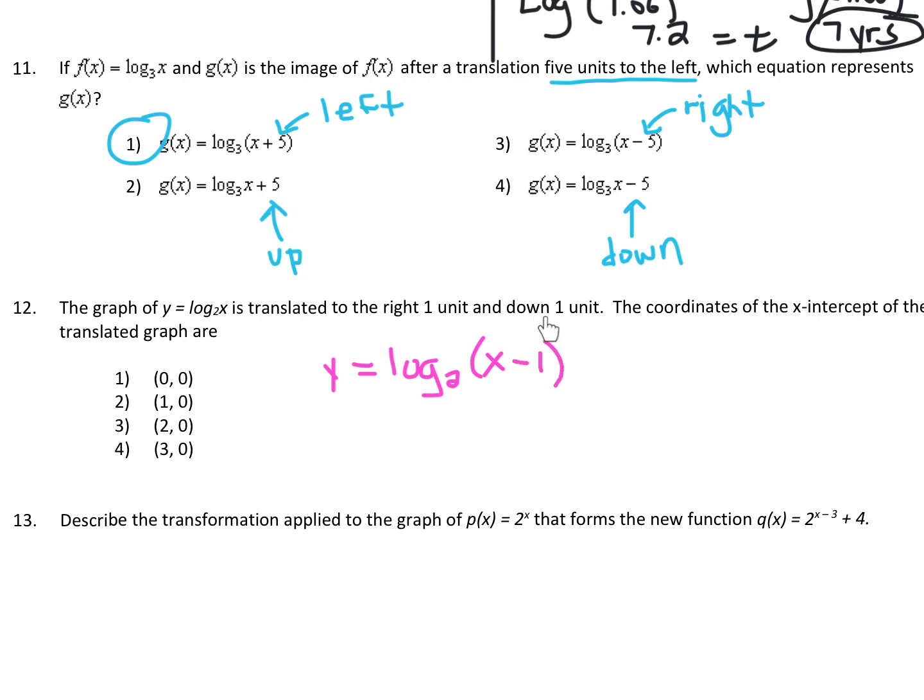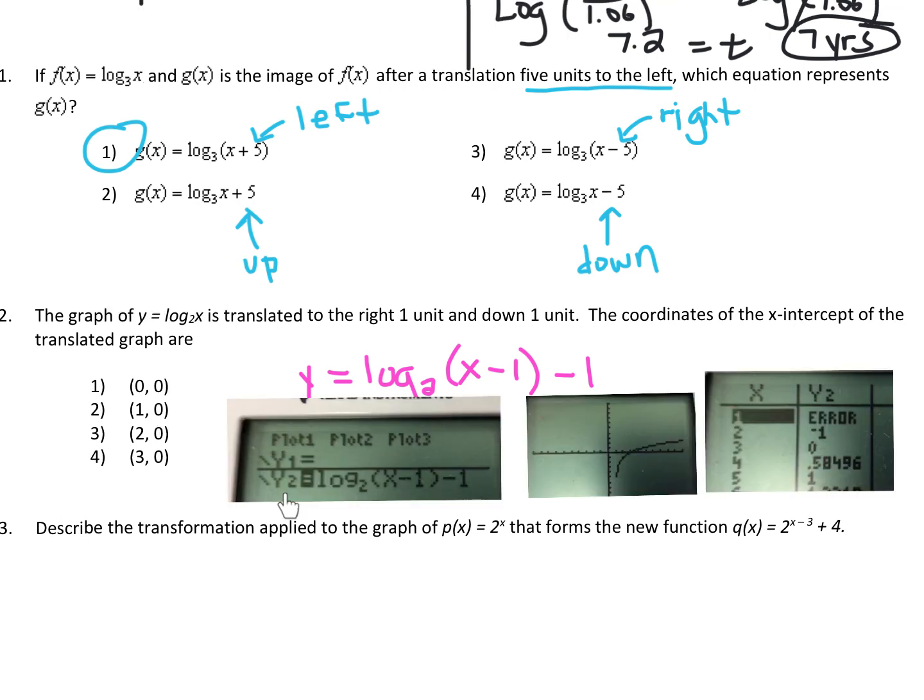And if we're going down 1 unit, doesn't that mean we have to subtract the number from the end of the function? So we're going to subtract 1 from the end of the function. Okay, now they want to know the coordinates of the x-intercept. So I'm just going to go to y equals in my calculator and graph this. Okay, so on accident I plugged it in under y2 instead of y1, but that doesn't matter. So I plugged this in and I graphed it.